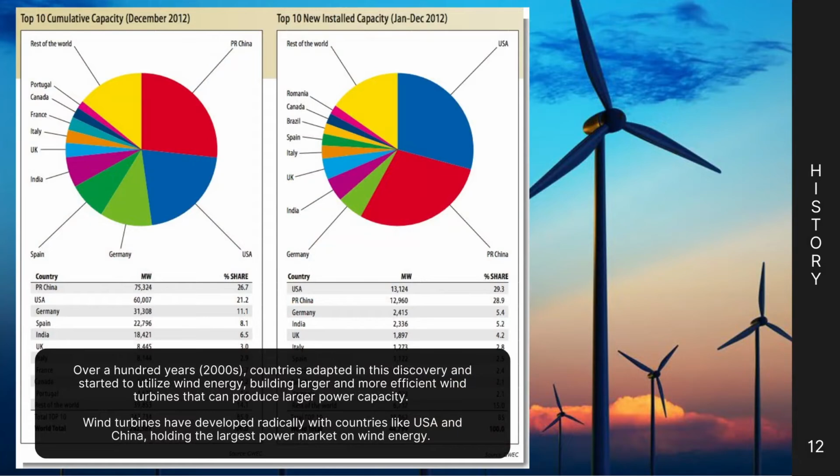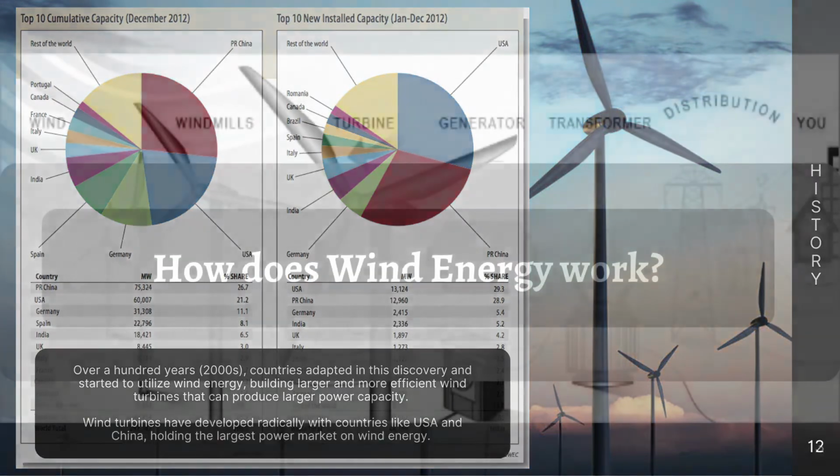Over 100 years, countries adapted this discovery and started to utilize wind energy, building larger and more efficient wind turbines that can produce larger power capacity. Wind turbines have developed radically, with countries like the USA and China holding the largest power market in wind energy.